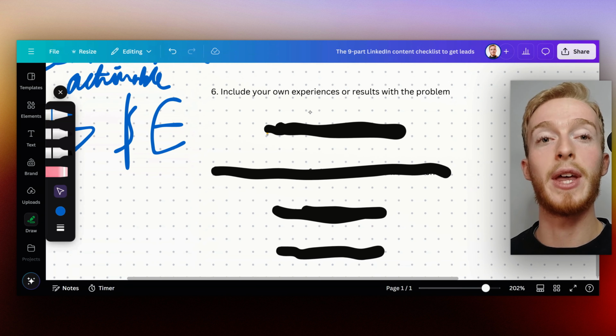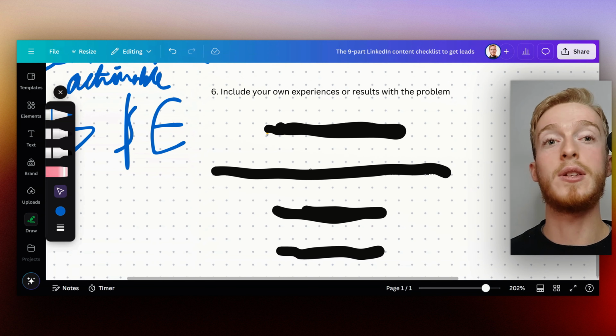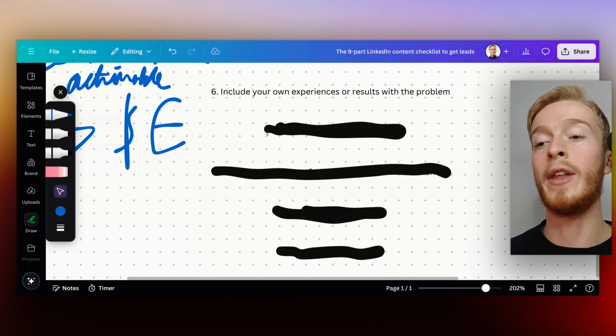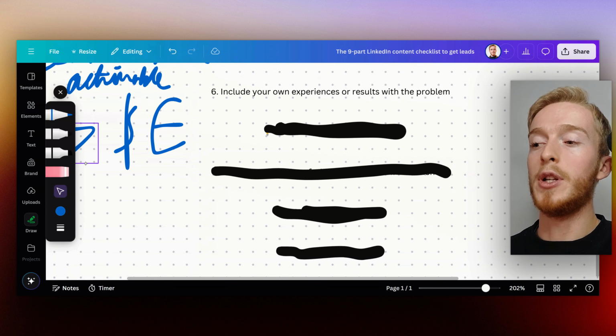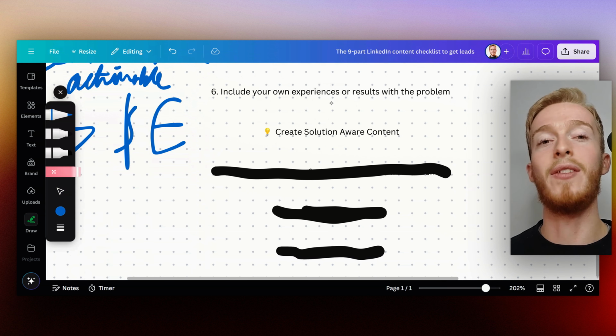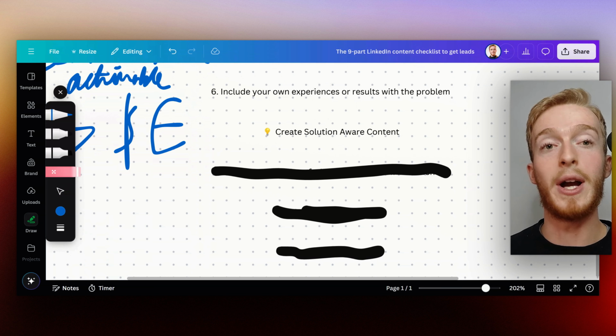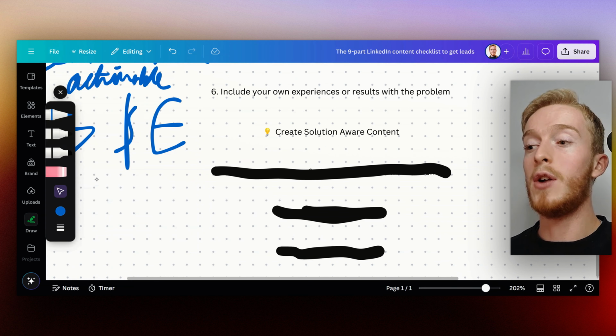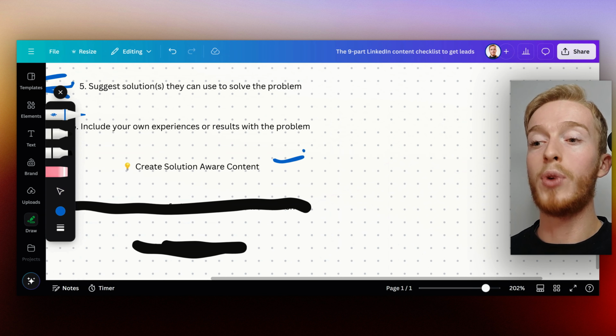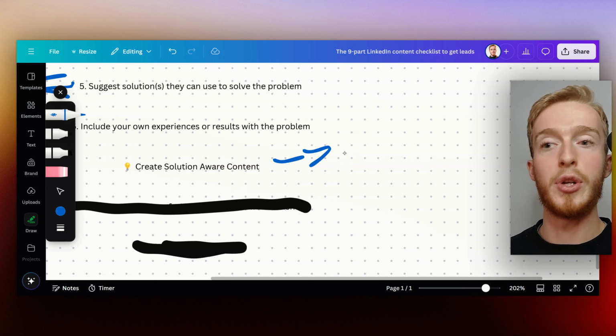Now, this is just an extra thing, but if you have experiences or things that can relate to it and you can speak on that, then it's obviously going to help so much more. So lastly, once we've done that, then we want to create solution aware content. Now, this is for the people who are both problem aware and solution aware, right?